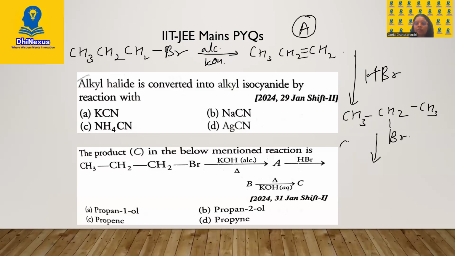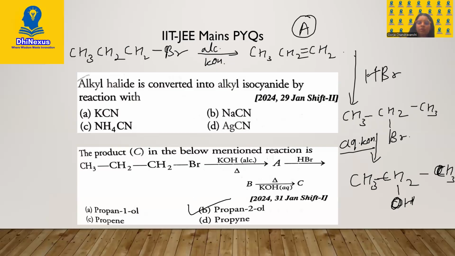And finally, I'm reacting it with aqueous KOH. So with aqueous KOH, what will I get? I will form an alcohol. But where should this alcohol come? The alcohol will be at the position where my bromide is. Directly, the substitution is happening on the second carbon. So the correct answer would be B, propan-2-ol. And you can see how easy. And it came in IIT JEE Mains 2020.